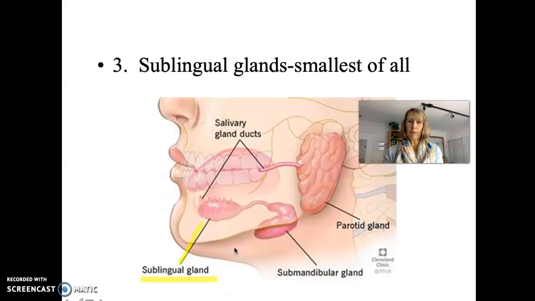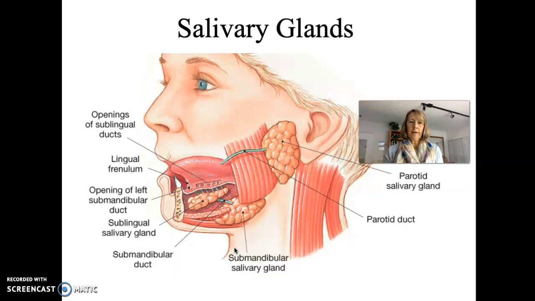And then the last one we're going to look at is this one under the tongue, sublingual. And it's the smallest of them all. And that's all I want to say about that one. This is a better picture that's showing sort of the glandular aspect of them. These are just secretory cells that are able to secrete this fluid.